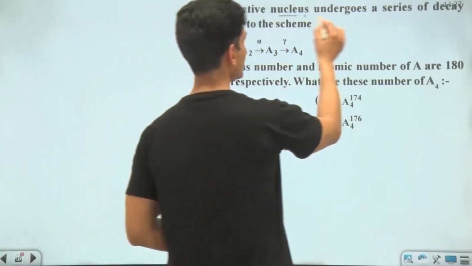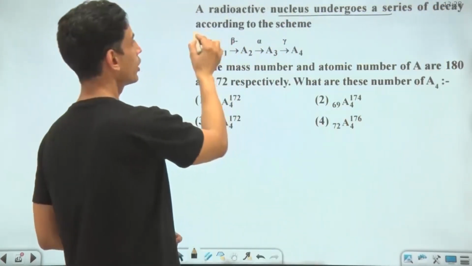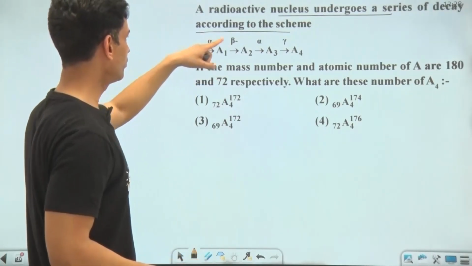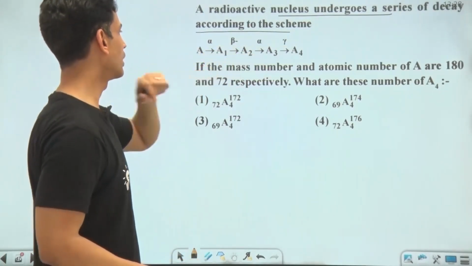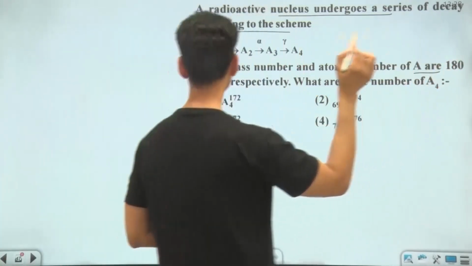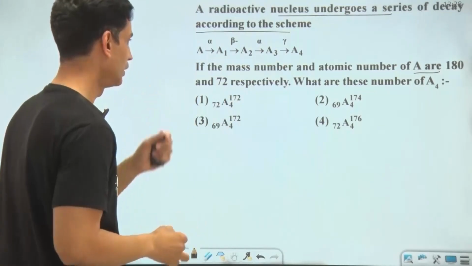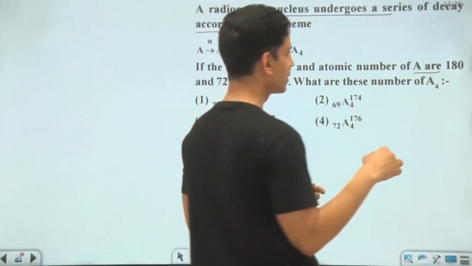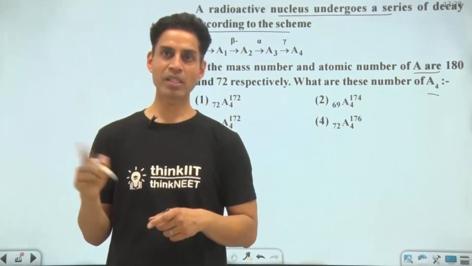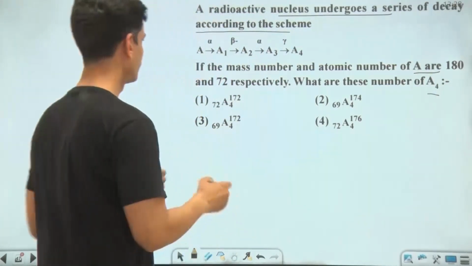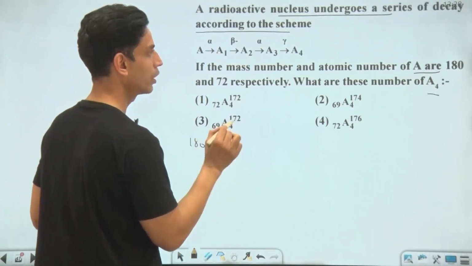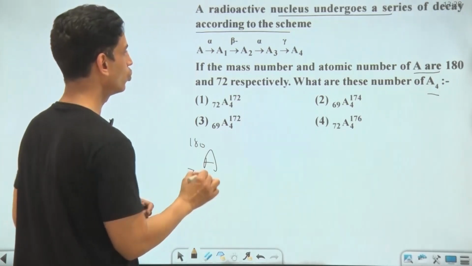A radioactive nucleus undergoes a series of decay according to the scheme. First alpha, then beta negative, then alpha, then gamma. If the mass number and the atomic number of A are 180 and 72 respectively, then what are these numbers of A4? That is, we have to calculate the mass number and atomic number of A4. So starting with A, mass number 180, atomic number 72.